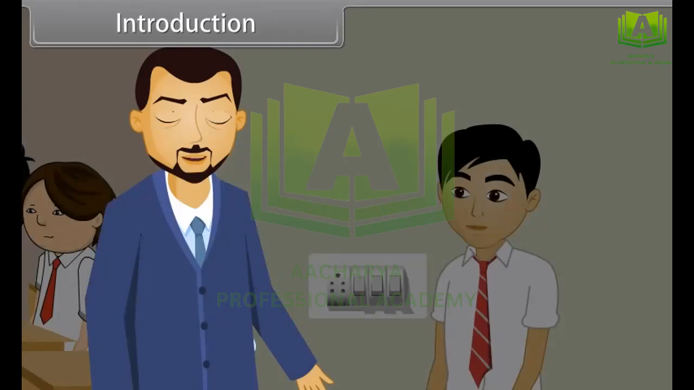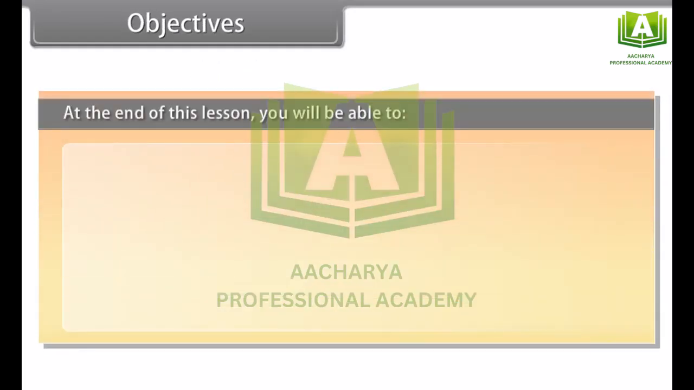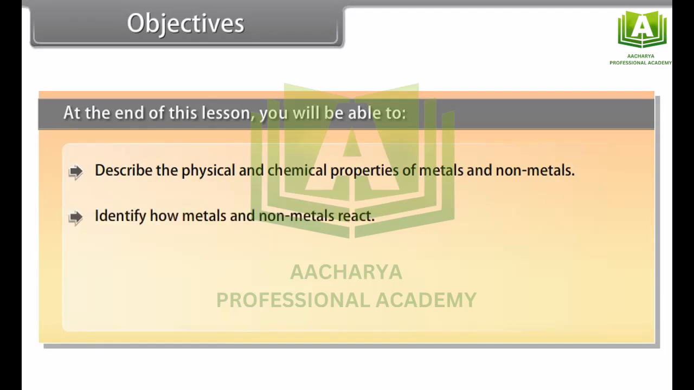Children, in this lesson we will learn about metals and non-metals, the chemical and physical properties of metals, the extracting of metals, and the corrosion of metals. Objectives. At the end of this lesson, you'll be able to describe the physical and chemical properties of metals and non-metals, identify how metals and non-metals react, explain the occurrence of metals, describe corrosion.